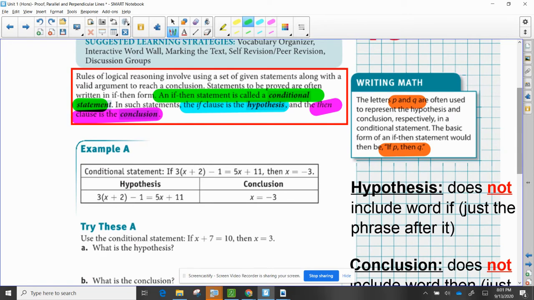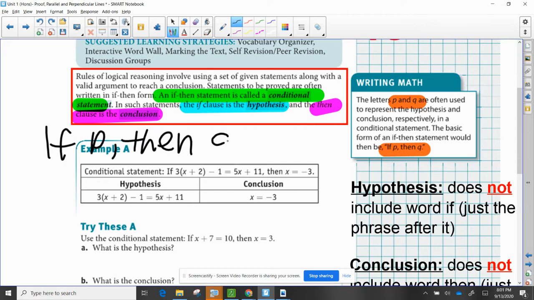Okay, and a lot of times, for just general forms, they say something like if P, then Q. So again, in our situation here, P would be our hypothesis. Q is our conclusion. Okay, and this kind of comes from this little writing math term over here too.